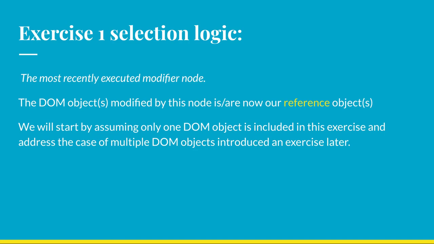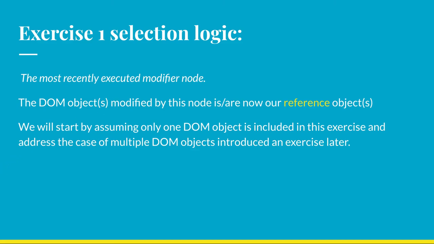And then the DOM object or objects modified by this node is what we're going to call our reference object. For simplicity's sake, we're going to start by assuming that there's only one DOM object included in this exercise. In a few slides, I'll address the case when there are multiple DOM objects introduced in a single node. We'll get there in a second. So let's just say the first exercise is the most recently executed modifier node, and most recent means most recent in the call stack. Okay, so we have our first exercise. It's that most recently executed modifier node. The DOM object within that modifier node is what we're going to call our reference.